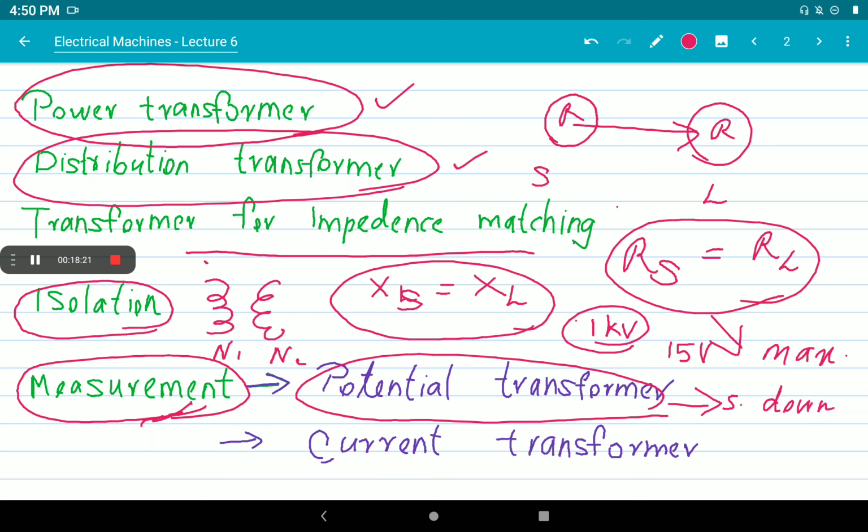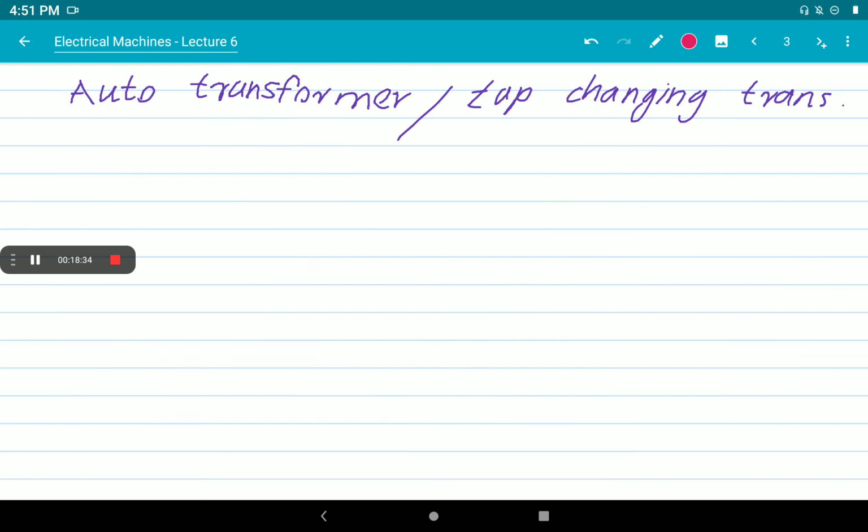Another one is the current transformer. For high current measurement, which is done for AC measurement only, we use current transformers. Another application is the auto transformer or tap changing transformer. Actually, a single winding transformer is known as an auto transformer. That means the primary and secondary are the same in an auto transformer. We can say they have only one winding. I'm not representing the core, only the winding.